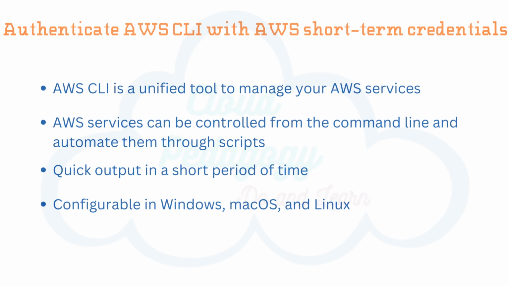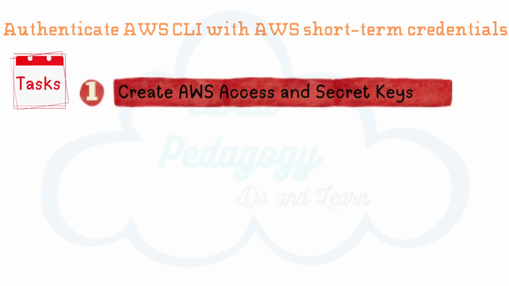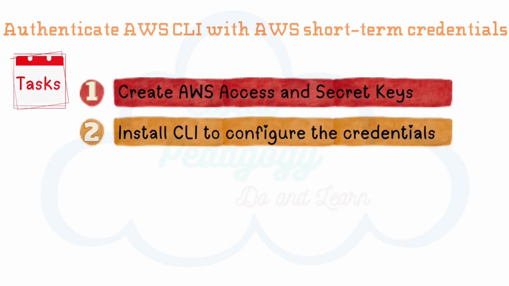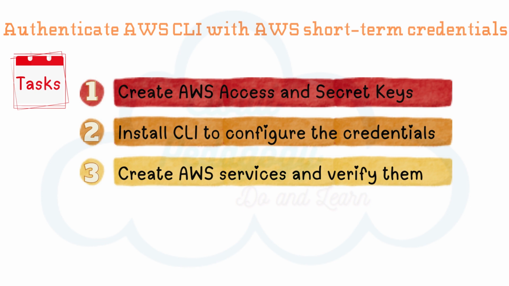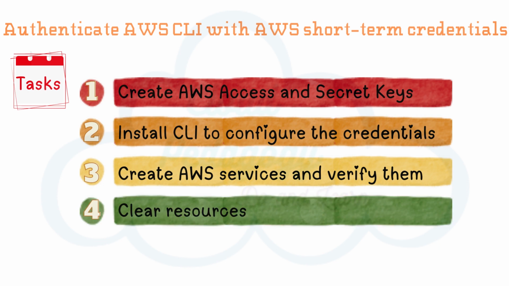In this exercise, we will configure AWS IAM Identity Center to provide temporary credentials for your development environment in Windows. Let's go through the tasks first. In the first task, we will create AWS access and secret keys using IAM Identity Center. In the second task, we will install AWS CLI and configure the credentials which are created in task 1. In task 3, we will create AWS services and verify those services in AWS CLI. In task 4, we will clear all the resources which are created in this lab. If you are ready, let's start with task 1.